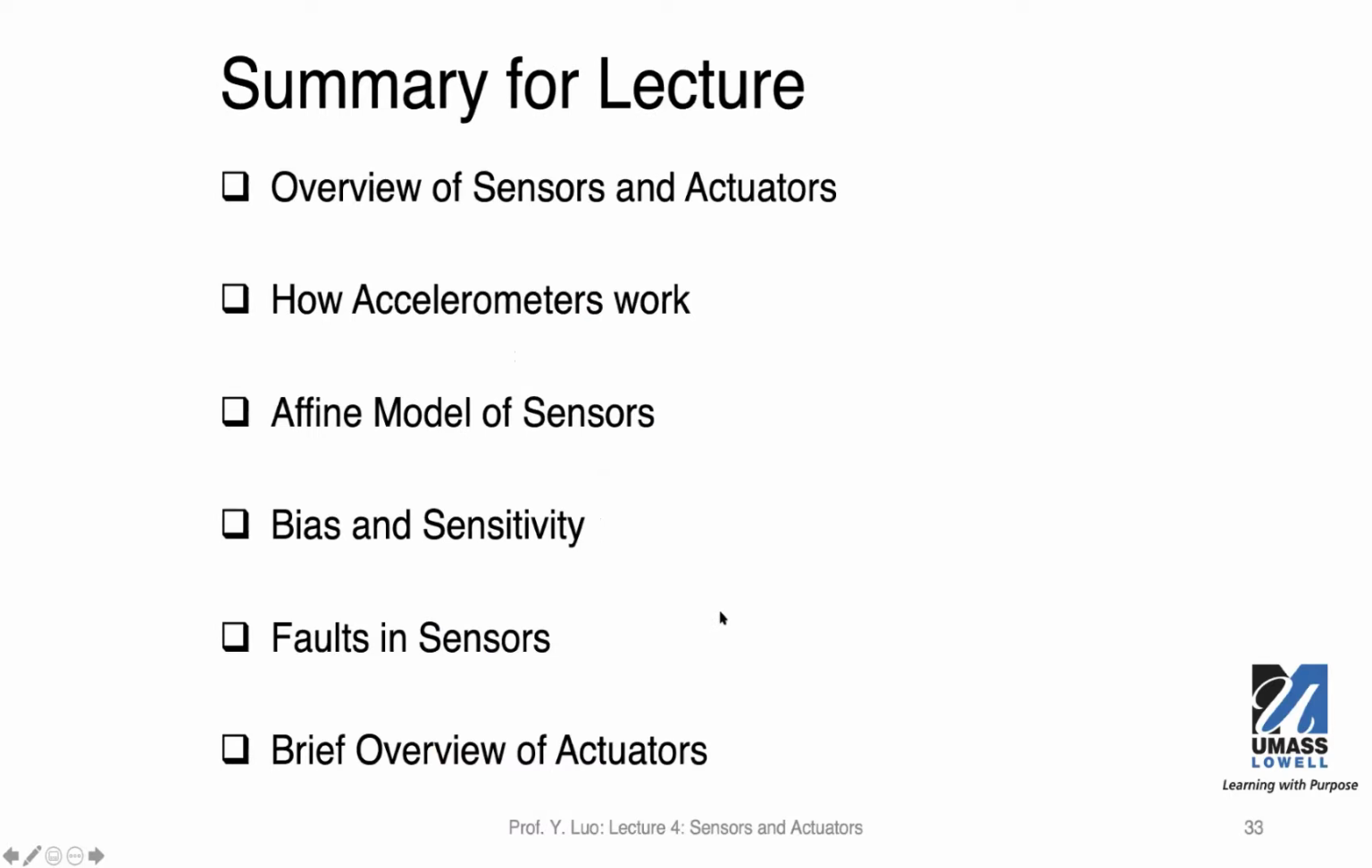Okay, so what we have talked about so far are mostly sensors, and we did talk briefly about actuators. We explained from the model perspective how an accelerometer works, and we briefly discussed the models, the bias, and other properties. And we talked about the faults that you can encounter in sensors, which are physical devices. So that's what we have discussed so far.